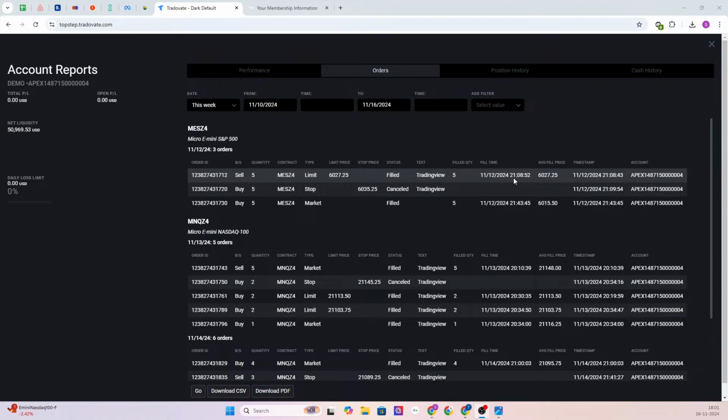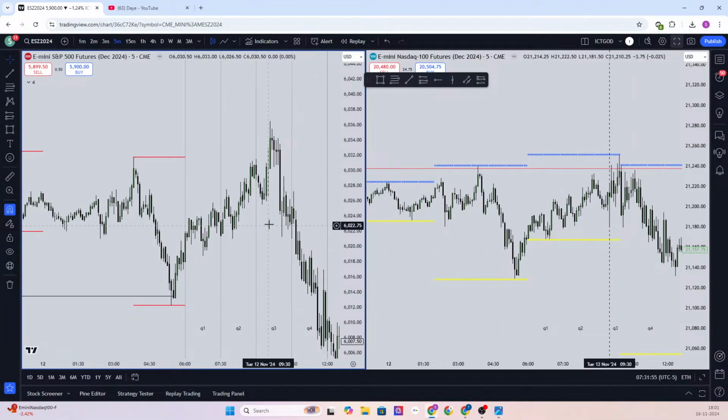I'm not sure. Let me just check. So it shows 9 p.m. 9 p.m. is around 10:30. Okay, 9 p.m. is somewhere around 10:30. So let's go back to the chart. So this is where I sold it.